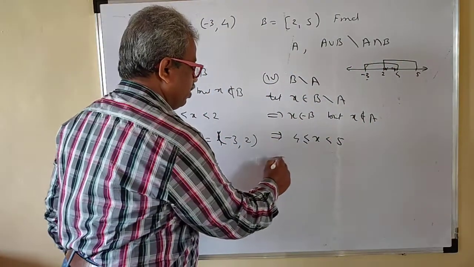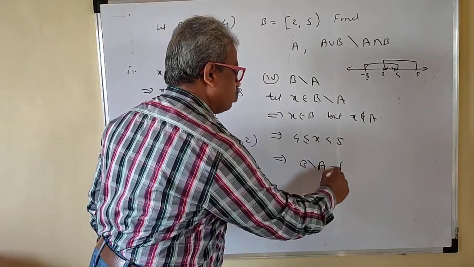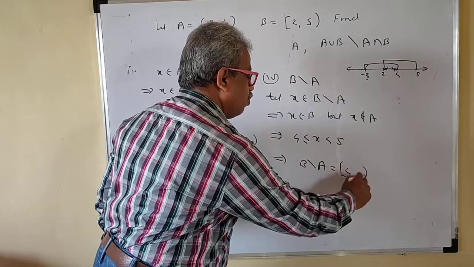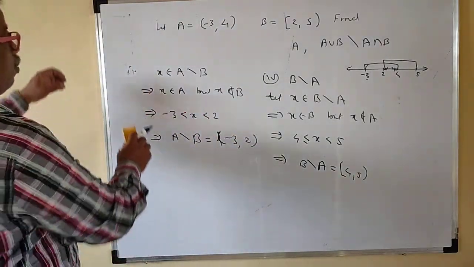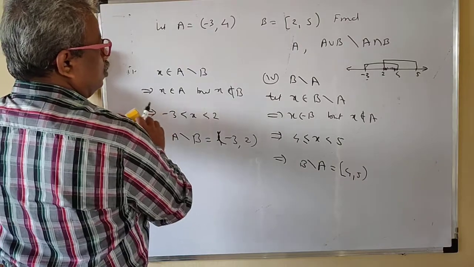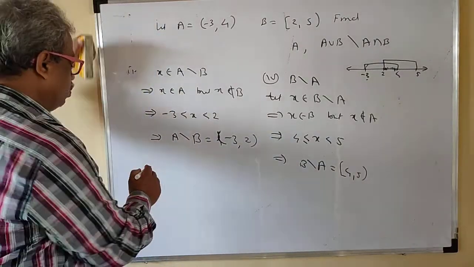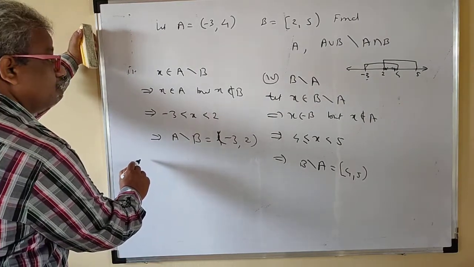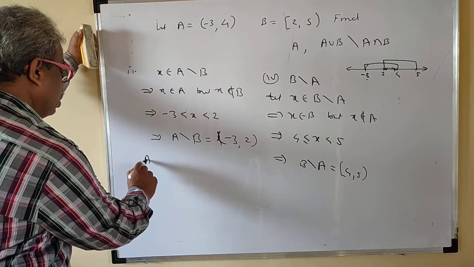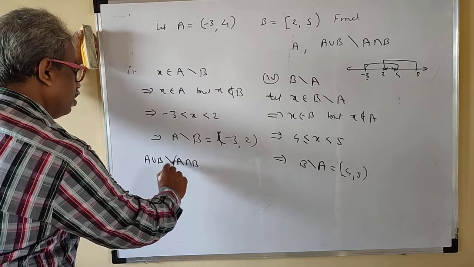So what does this imply here? This implies that B minus A is equal to the closed interval [4, 5), closed interval 4, 5. Okay. Now A minus B is equal to what we found. This is right. So now you want A union B minus A intersection B.